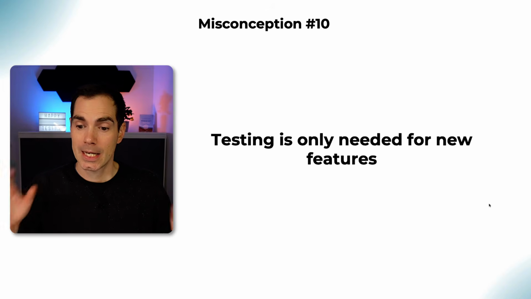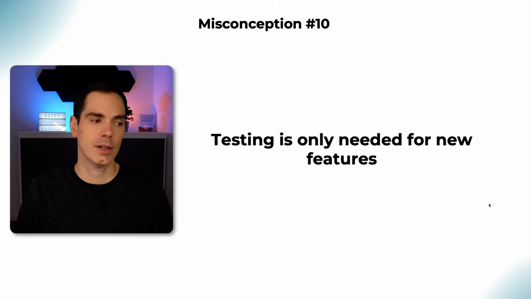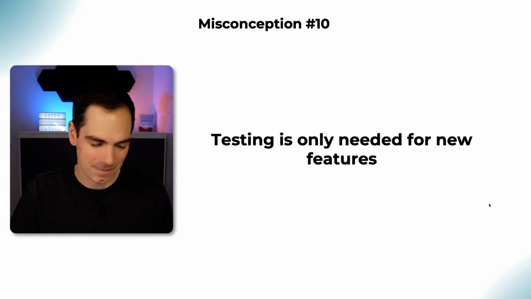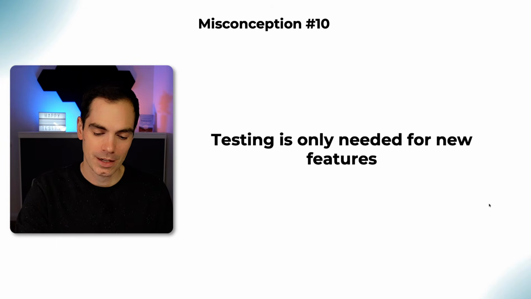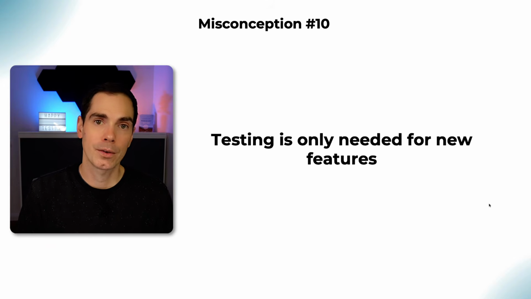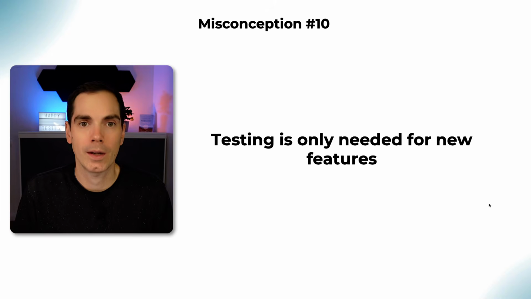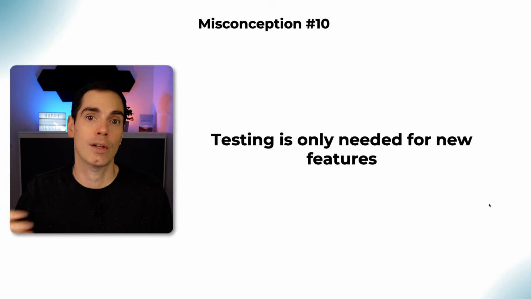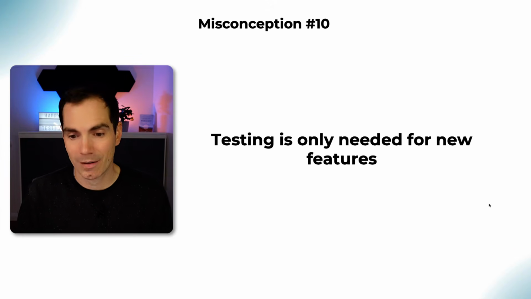Misconception number 10, testing is only needed for new features. Of course not, right? The moment you add something new, you should definitely invest time in quality and testing and test automation, but also the existing part should work and should still work. And the moment a developer changes one line of code, he or she can completely destroy the whole architecture, bring down servers, can completely ruin everything, and that's important to have in mind.